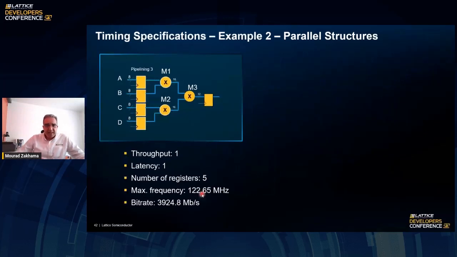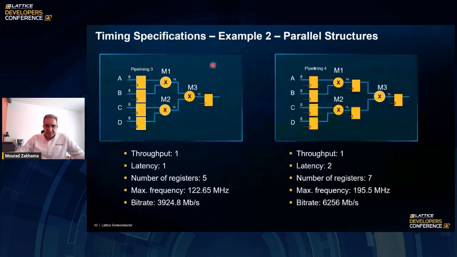But if we add a register in between, let's say, between M1 and M3 and M2 and M3, then we have a latency of 2 now, because we have to go through these extra registers, but we'll be able to run at 195 megahertz, which is a much higher frequency. So depends on how you do things, depends on how you implement your design. It has an impact on the operating frequency, and depends on your need also.